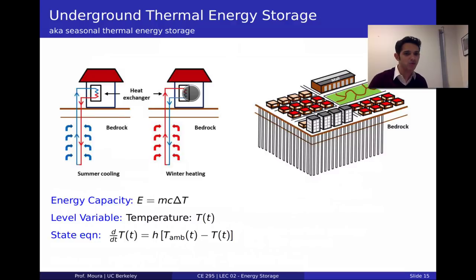So this is basically the idea. We're just using the Earth as a thermal inertia. The energy capacity is given by this thermal energy equation, which says we have the mass of our working fluid, the specific energy, and delta T, the temperature difference between our working fluid and the space that we want to cool or heat. So you can see that the larger we maintain that, the more energy we have. The level variable is basically going to be temperature here, and the state equation is given by Newton's cooling law, which you've seen in class.